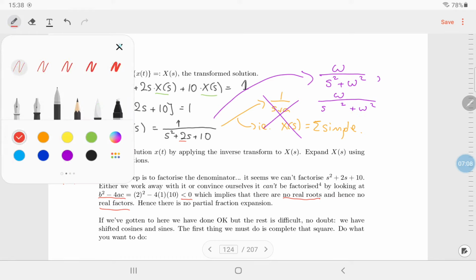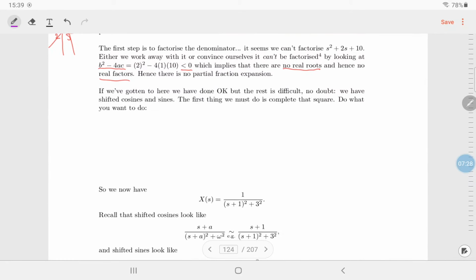That's what we're thinking. And to write the bottom of this like that is to complete the square. That's what we have to do at this point. Okay, so we need to complete the square. So we want to write S squared plus 2S plus 10 as S plus A squared plus omega squared. That's what we want to do.